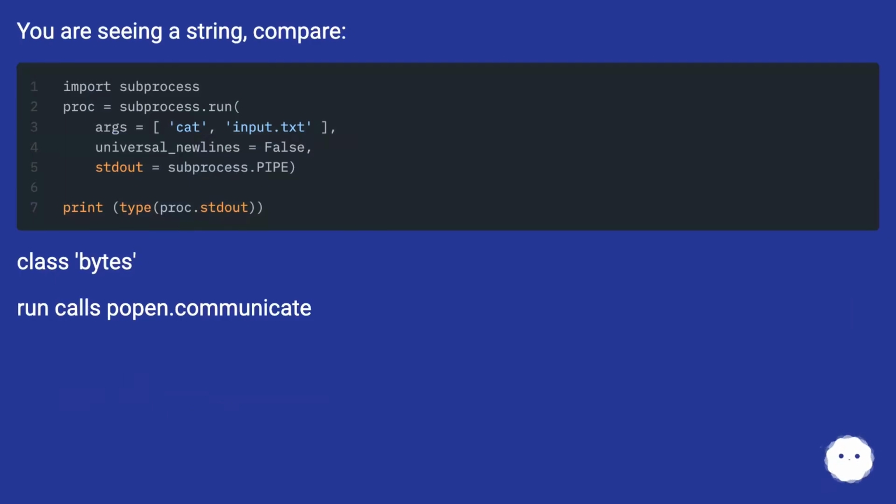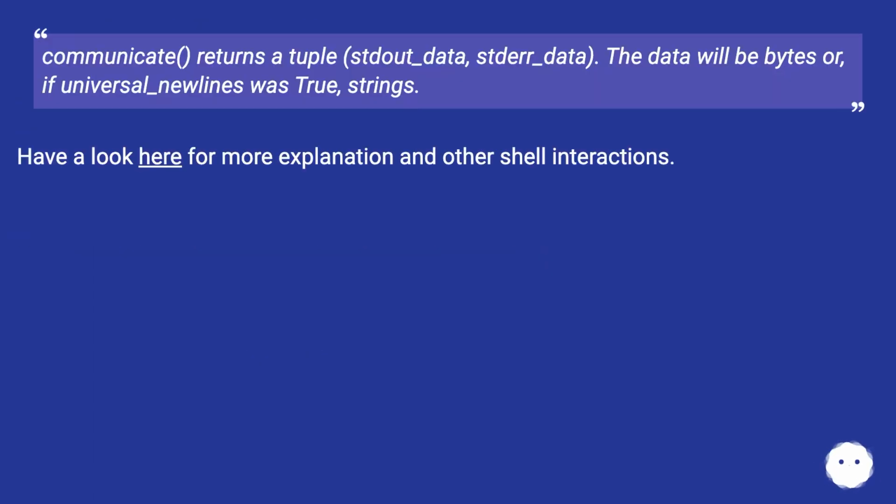You are seeing a string, compare class bytes. Run calls Popen.communicate. Communicate returns a tuple, stdout_data, stderr_data. The data will be bytes or, if universal_newlines was true, strings. Have a look here for more explanation and other shell interactions.